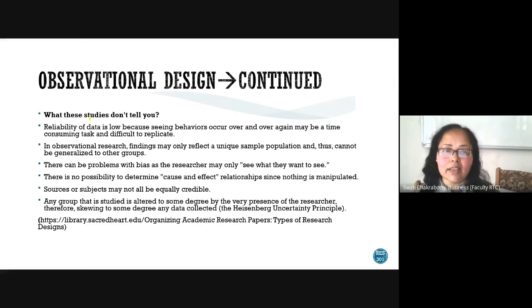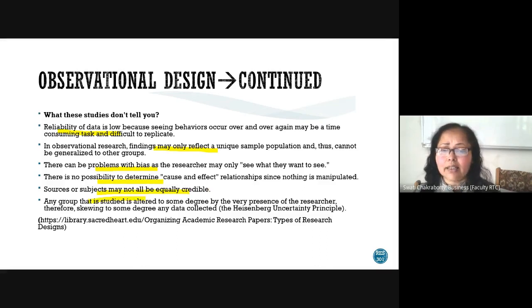What they don't tell us. Reliability of data is low. Why? Because seeing behaviors occur over and over again may be time consuming work, difficult to replicate. Findings may only reflect a unique sample population and may not be generalized to other groups. There can be problems with bias, as a researcher sees what they want to see. There's no possibility to determine the cause and effect relationship because nothing is manipulated, and the sources or subjects may not be all equally credible.